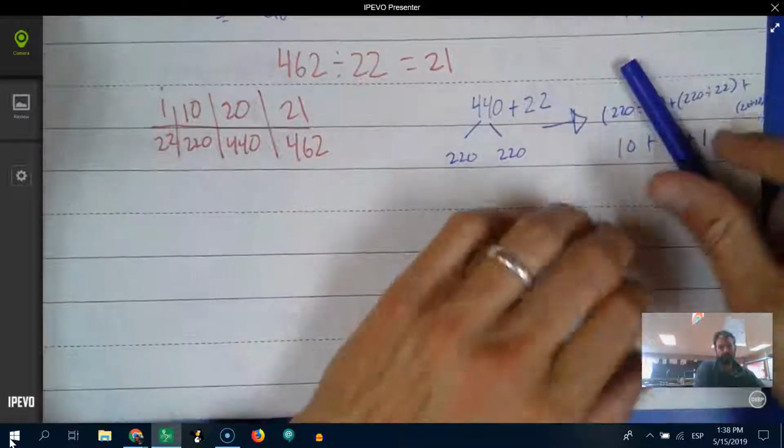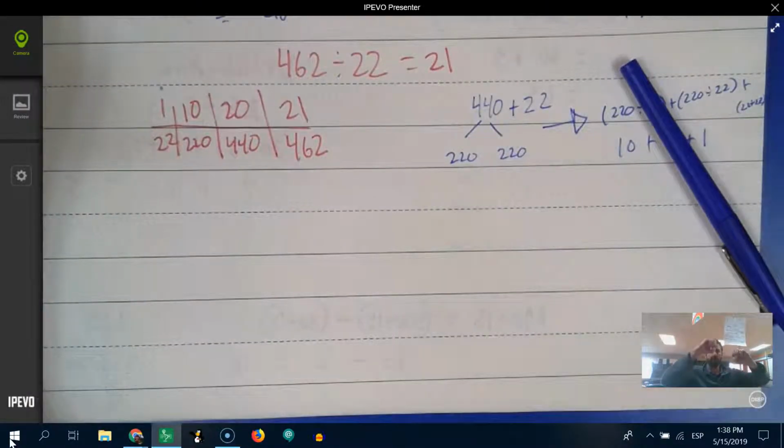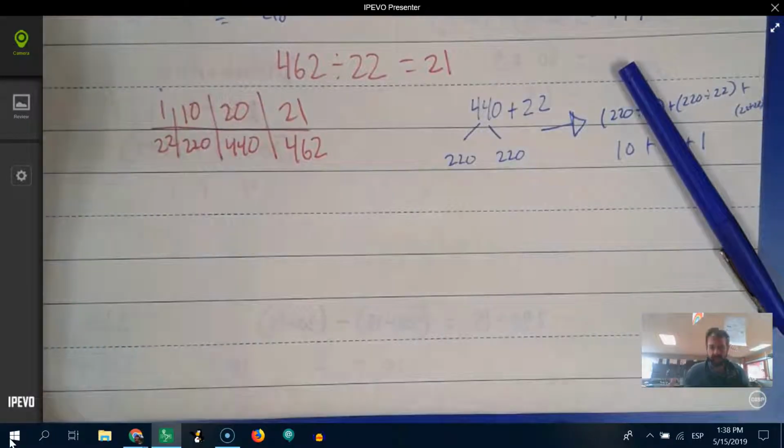So hopefully you did one of those two things. Again, breaking down numbers, understanding that we can multiply by 10, if we can double, if we can halve, if I can multiply by 10, I can do anything in the world mathematically, at least for 5th grade.